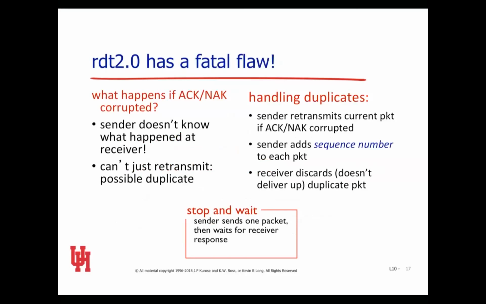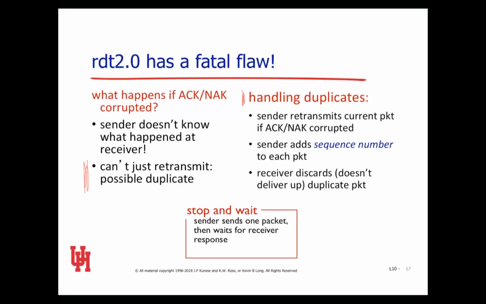So the problem with this is the ACK-NAC, what if that is where the bit error occurs? What if you got the packet fine, you sent an acknowledgement back, and the acknowledgement was corrupted? All the sender knows is he gets a piece of garbage packet. He throws it in the trash. He can't tell what it is. And you can't just retransmit because you might be duplicating the data at the other end. So you must be able to handle duplicates.